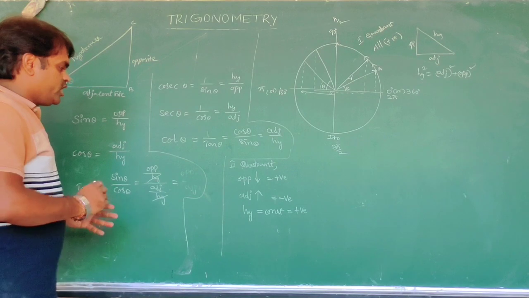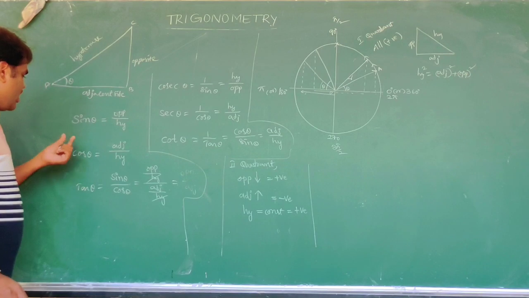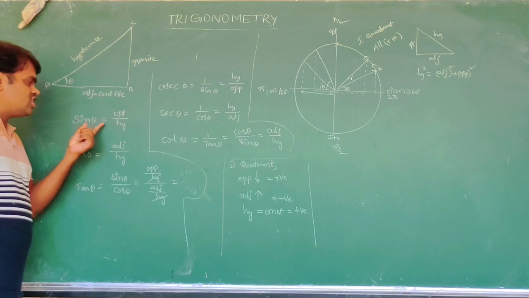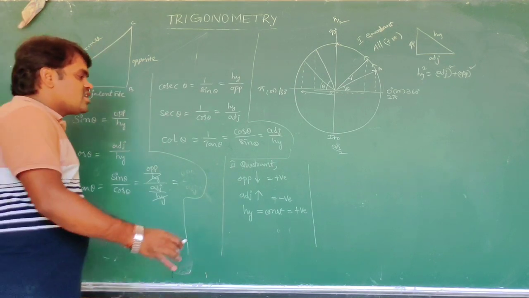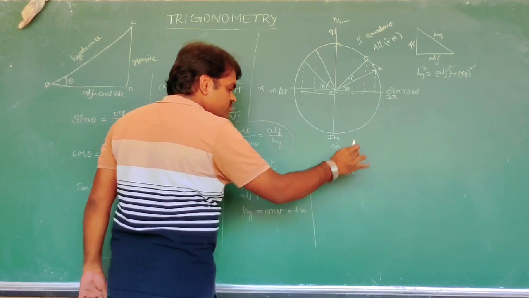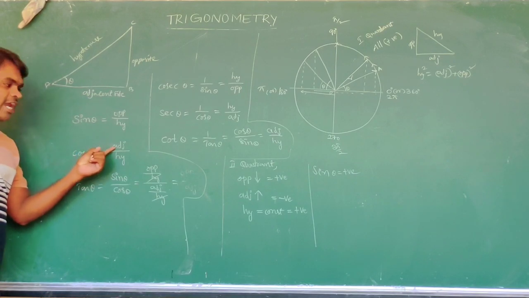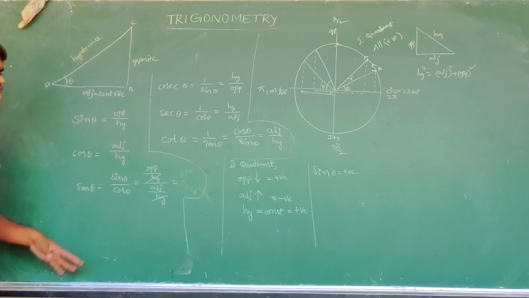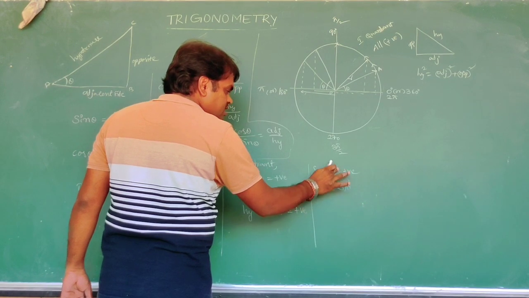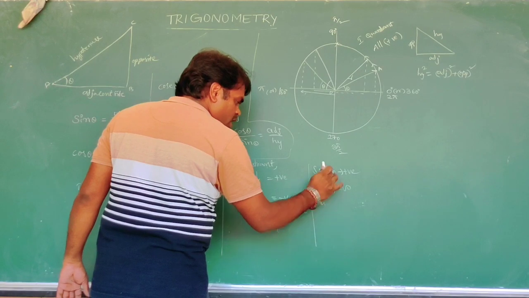Now we are going to see, in sine, opposite side is positive, hypotenuse is positive. That's why sine is positive. Sin theta is positive. Now cos theta, adjacent side is negative, hypotenuse is positive. That's why cos is negative. Now tan is also negative because positive by negative is negative.